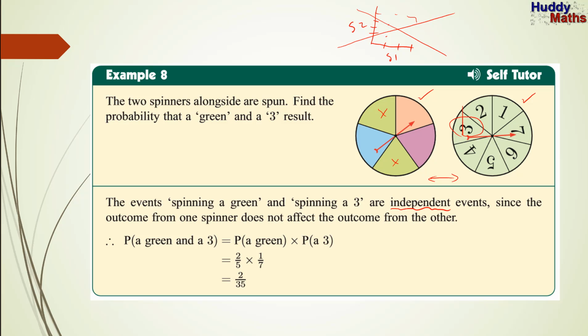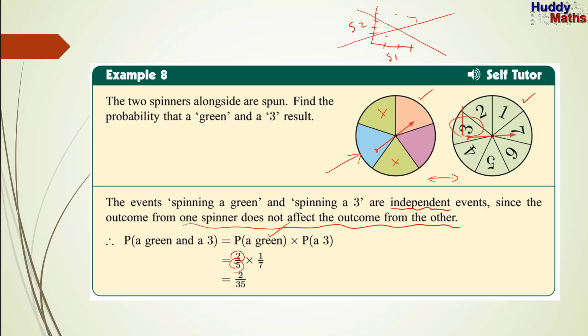So what we've got here, one spinner does not affect the outcome from the other. So let's do them separately. What's your chance of getting a green in here? Well, it's 2 out of 5 different colours. We did this way back when. And then, when that turns up, how much of the time would you expect a 3?